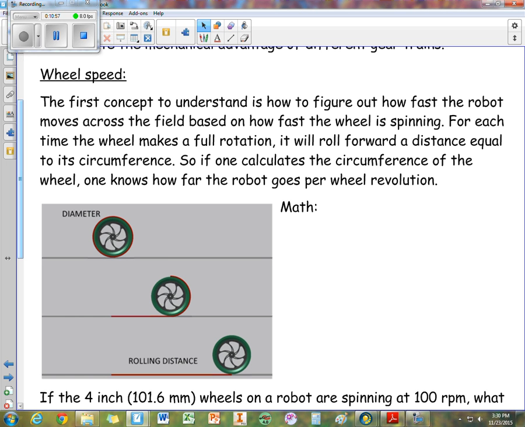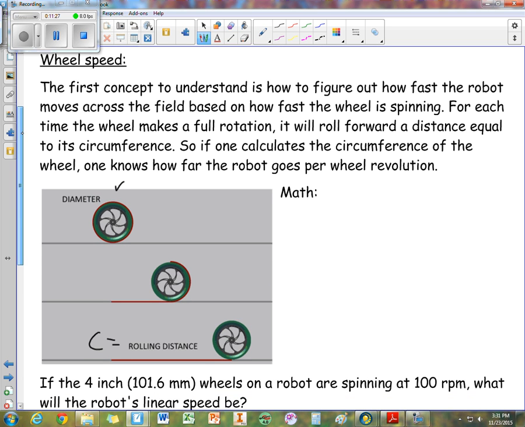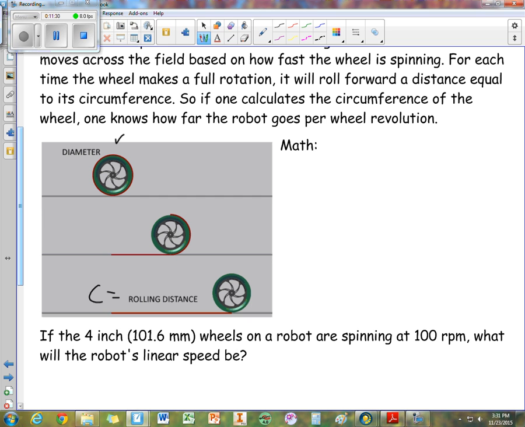So the first thing we need to know is how fast the robot's going to move across the field, and we need to know that based off of how fast the wheels are spinning. For each time the wheel makes a full rotation, it's going to roll forward a distance that's equal to the circumference. And that's what this picture right here is illustrating. As the wheel makes one full rotation, the rolling distance is equal to the circumference of the wheel. So by calculating the circumference of the wheel, we can figure out how far it goes in one rotation.